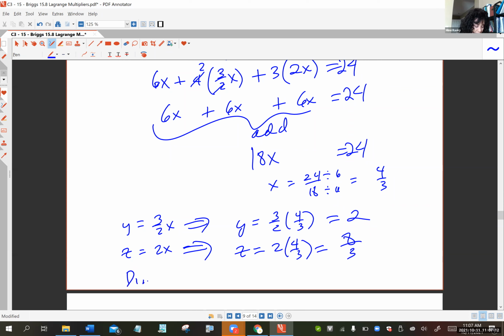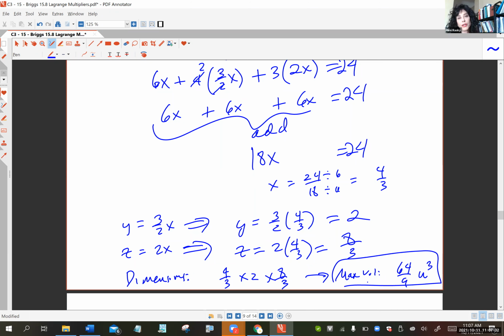So the dimensions, and they didn't give us any units, we don't know if it's meters or feet, but it would be 4/3 by 2 by 8/3. And so then our max volume is simply the product of 4/3 and 2 and 8/3, which is 64/9 units cubed. And we've maximized the volume of our box subject to a constraint. And that concludes that example.